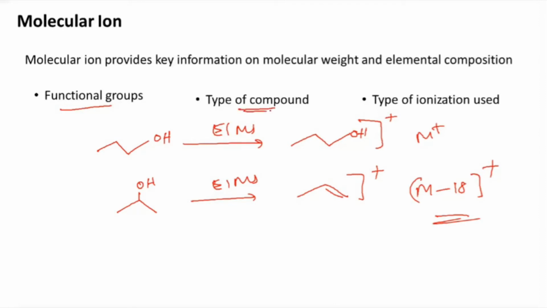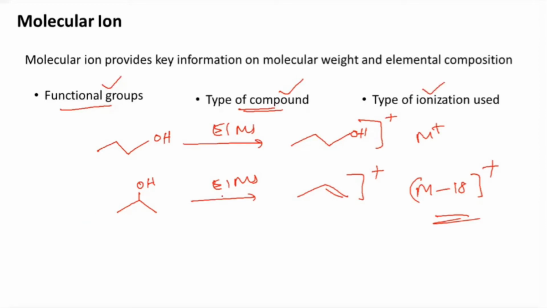Next is the type of compound. Is the compound thermolabile, like a protein? Is it a terpene? Is it a secondary alcohol? Is it a glycoside like digitalis glycoside, which is thermolabile? So you need information regarding the type of compound, because it is also going to influence the result. One is functional group, another is type of compound, and the third is type of ionization.